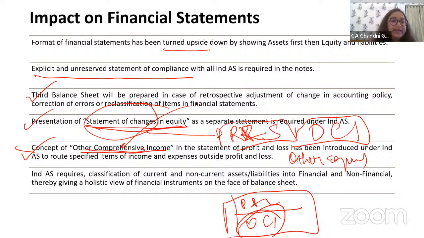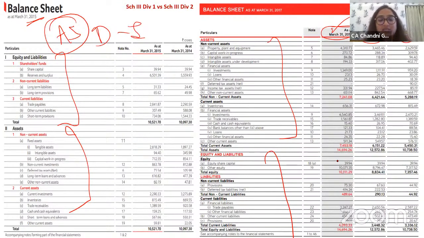Then Ind AS requires classification of current and non-current assets and liabilities into financial and non-financial items. As you can see in this balance sheet, earlier there was current liability and non-current liability. But now under Ind AS, non-current and current are always there, but within that there is a sub-classification of financial assets and all others, which are non-financial assets. Similarly in current, you can see financial assets. In liabilities also, you can see financial liabilities.